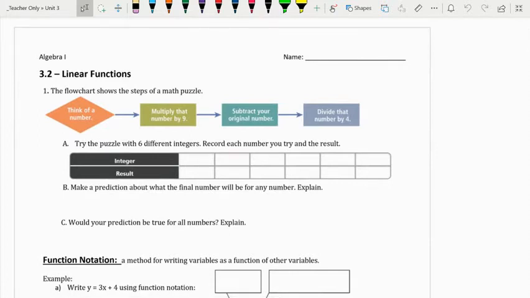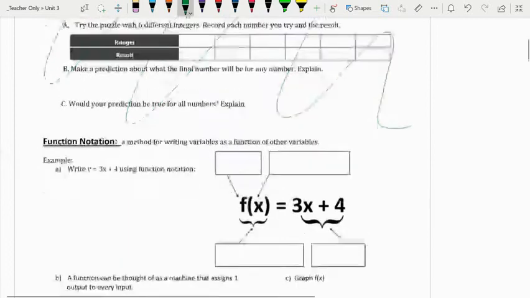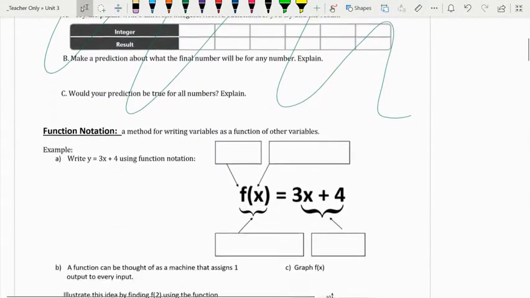All right, so we're going to start 3.2 linear functions today, and we are actually going to skip number 1. It would have been used as a warm-up if we were in person or if we had a little bit more time, but it's cool to do if you wanted to go through that, but we're going to skip it for now.